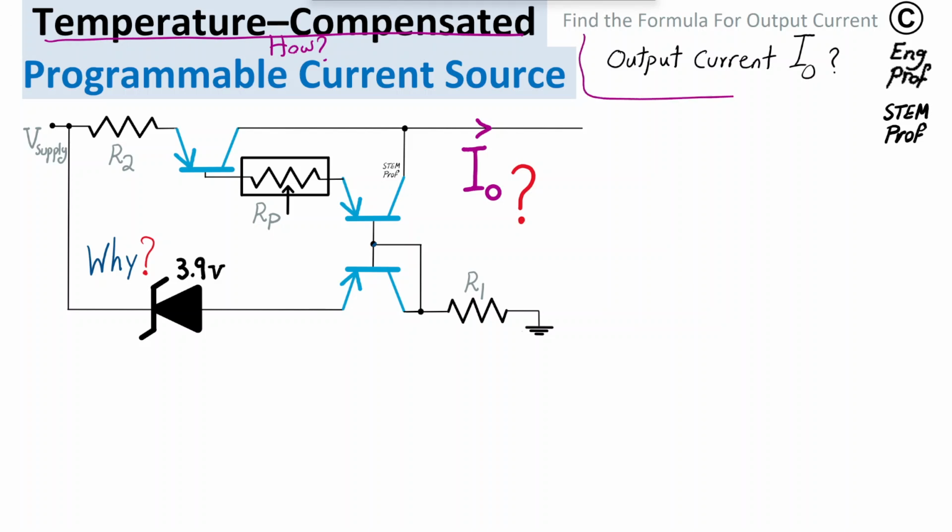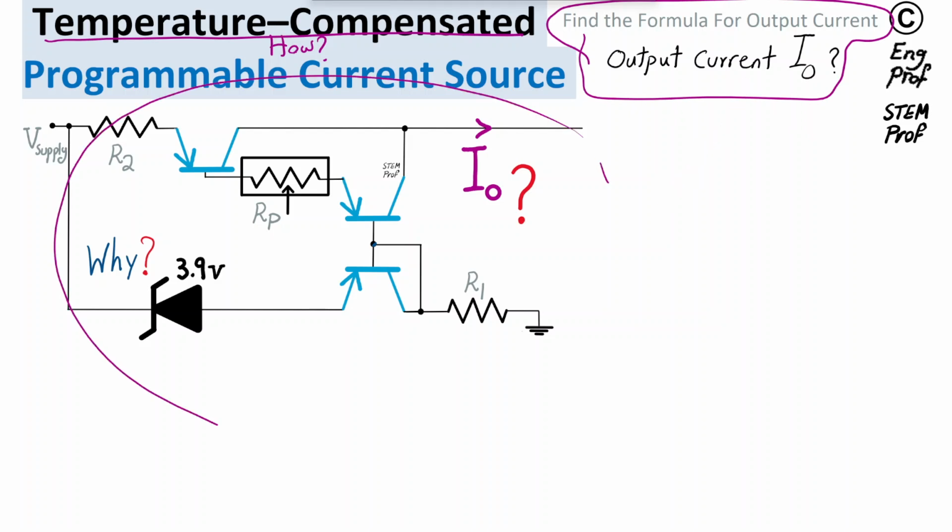The output current Iout is a function of components in the circuit. So the second question is, what is the formula for the output current as a function of circuit parameters? Let's say we are designing the output current to be in the range of 300 milliamp and 3 milliamp. So how can we achieve that?